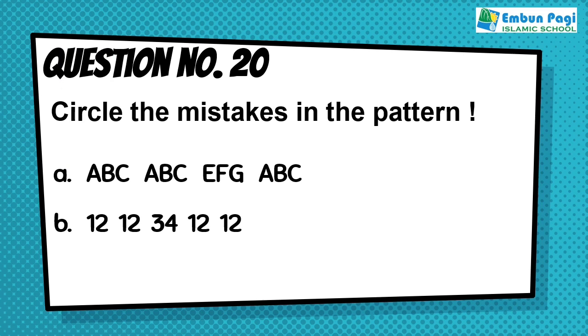Question number 20. We're still talking about the pattern. Now you have to choose which one is the mistake in the pattern. For point A, the pattern is ABC, so the mistake is in EFG. For point B, the pattern is 12, so the mistake is in 34.